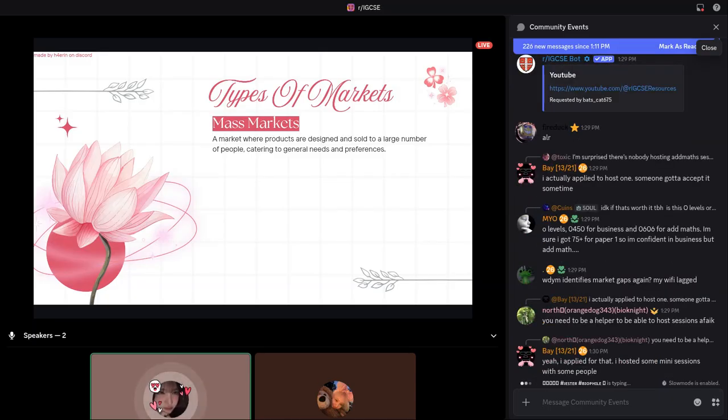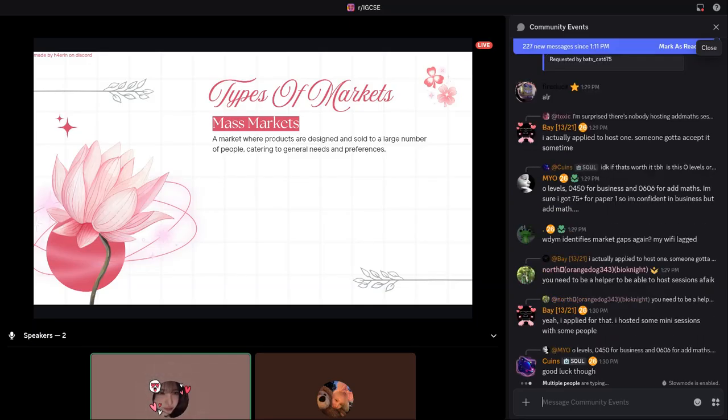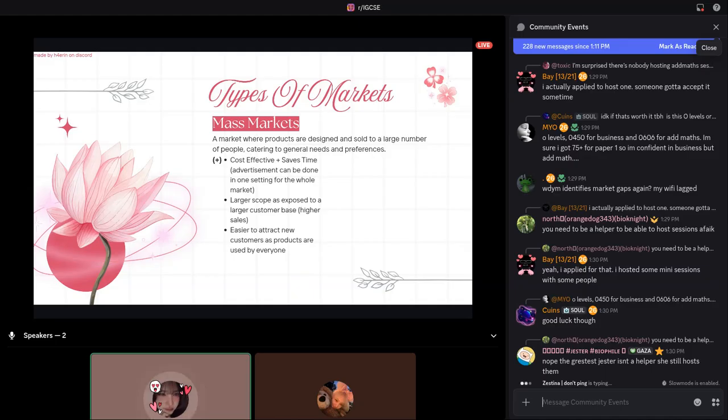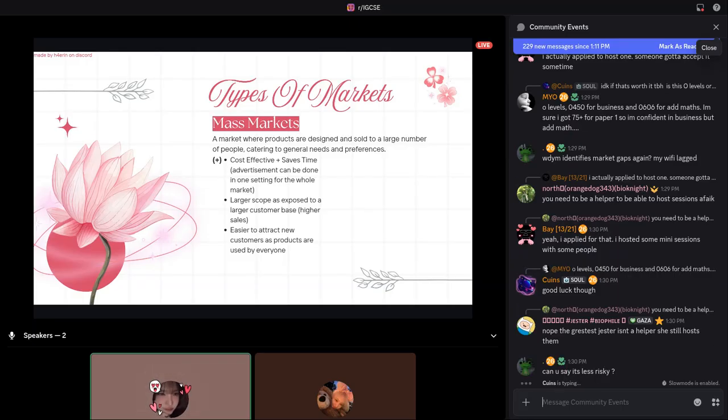A mass market is a market where products are designed and sold to a large number of people, catering to general needs and preferences. So you would need to know the advantages and the disadvantages of the two markets, mass and niche market. The advantages of mass markets is that it's cost effective and saves time, as advertisement can be done in one setting for the whole market. Next, larger scope as exposed to a larger customer base, which increases sales.